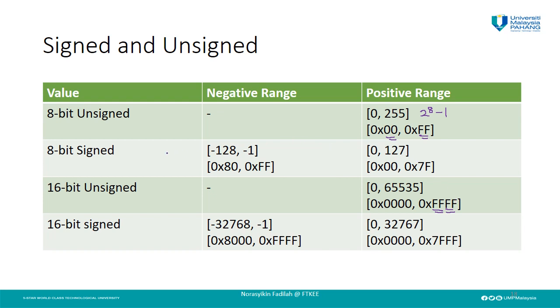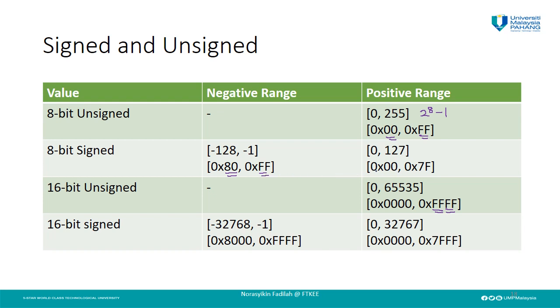And for the signed value, we have the negative range. And for negative value in hexadecimal, we can look at the most significant bit. The highest negative value is negative 128, and then we have up until negative 1. So negative 128 is hexadecimal 80, and negative 1 is hexadecimal FF.